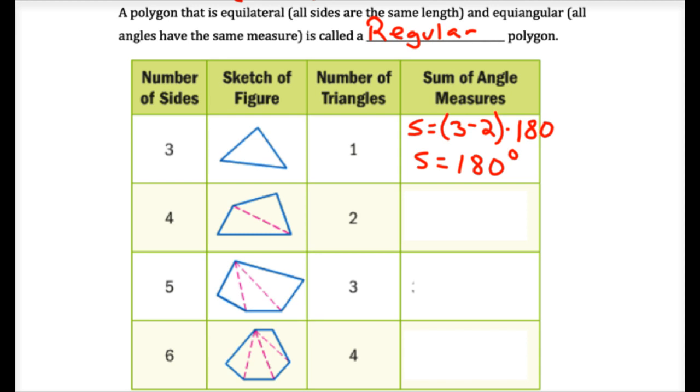Everybody, let's do this. S equals, how many sides? 4. (4 minus 2) times 180. Grab your calculator. 360. Donnie, what's 4 minus 2? Genius. Always do that part in your head, and then just type 2 times 180. Excellent. The sum of the measures of every quadrilateral is 360 degrees.